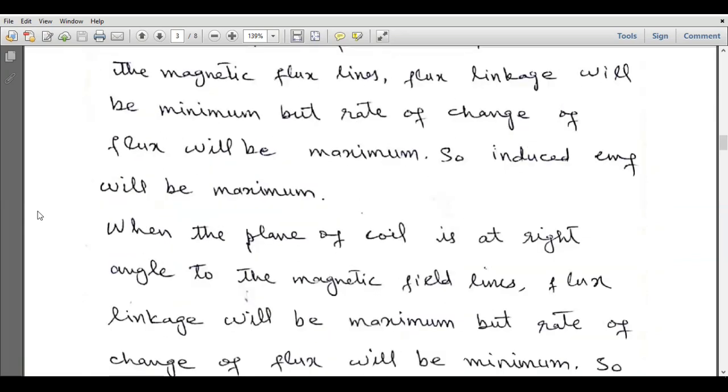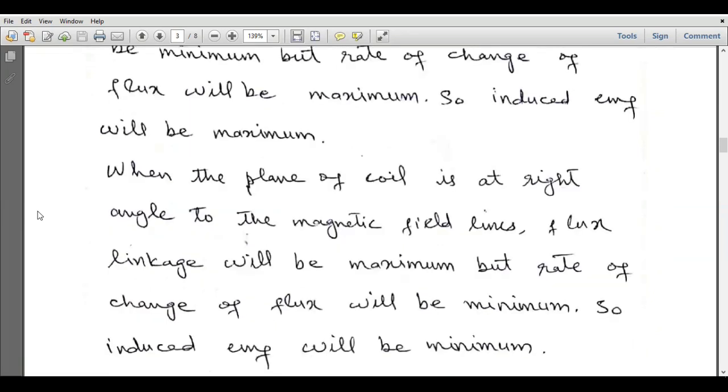Similarly, when the plane of the coil is at right angle to the direction of the magnetic field, the flux linkage will be maximum, but rate of change of flux will be minimum. We all know that whenever we have a maxima, the rate of change of that quantity will be zero. So in order to evaluate the maxima of any quantity, we have to take the derivative of that quantity and equate it to zero, because at the maximum, the rate of change is minimum, right? So at that point, the induced EMF will be zero or minimum.